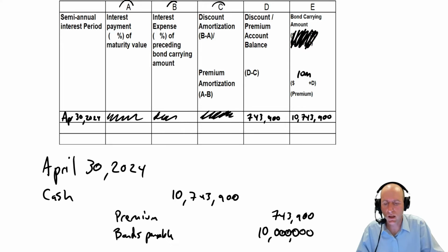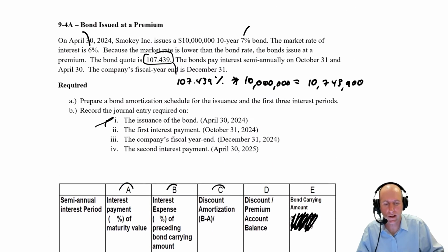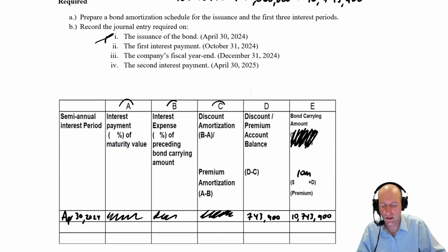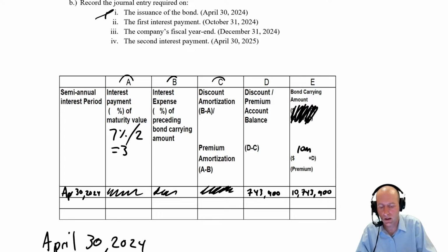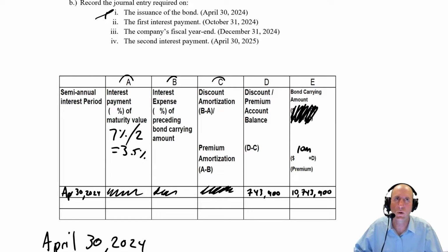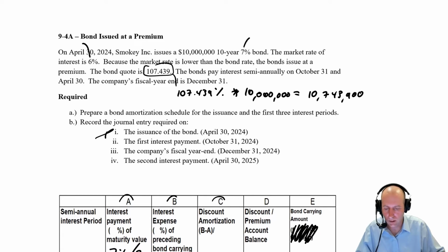I should have dealt with these headings as well, A, B, C. Let's take a look. Interest payment, blank percent of maturity value. Well, this is what we're promising to pay, and our rate is 7%. Now, again, because everything's semi-annual here, we got to divide that by 2. We get 3.5%. It's 7% per year, 3.5% every 6 months. And this table is a semi-annual table. It's an every 6-month table.